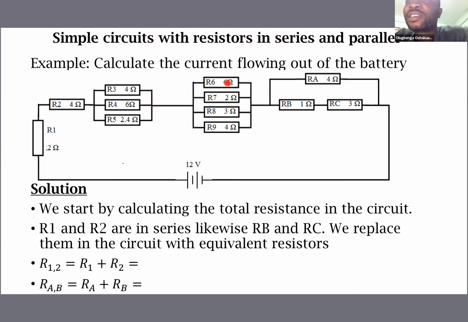R6, R7, R8, and R9 are in parallel to each other. R3, R4, R5 are in parallel. So when we resolve this in parallel, we can now treat everything here in series with this and this and this. So I suggest you play with that after the class. I can solve that after the class and post it on the YouTube channel.